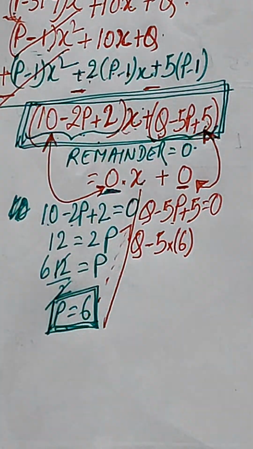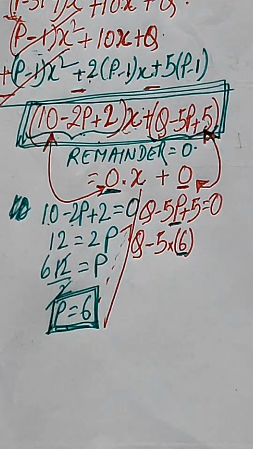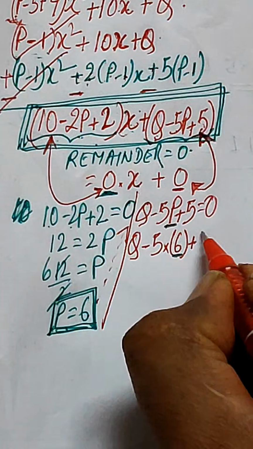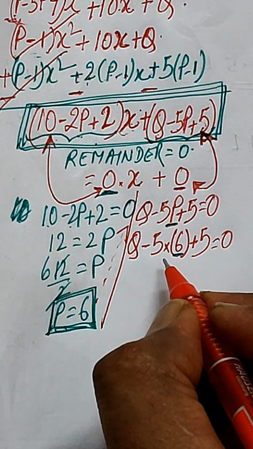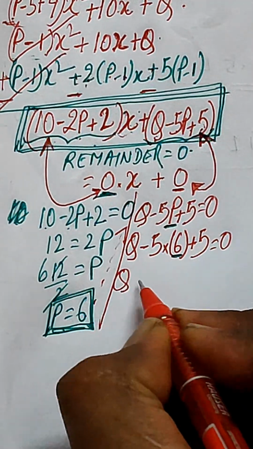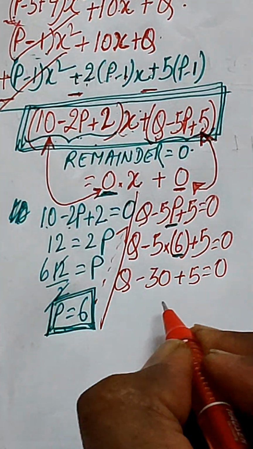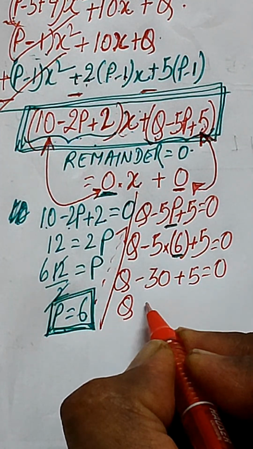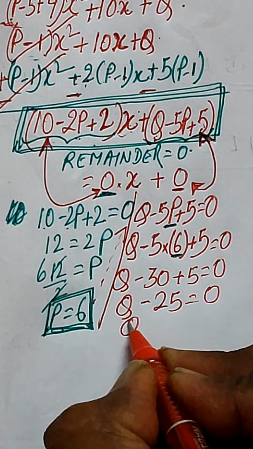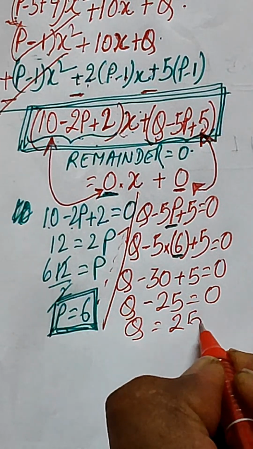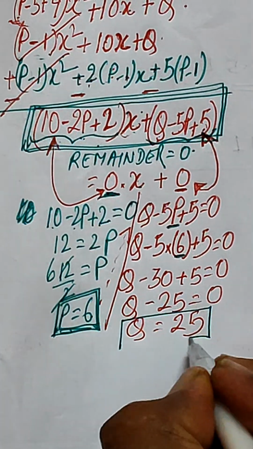The value of p over here is 6, right? Plus 5 is equal to 0. This will give you q minus 30 plus 5 equal to 0. This will give you q minus 25 equal to 0. This will give you the value of q as equal to 25. So students, you can see we have calculated the value of q also.